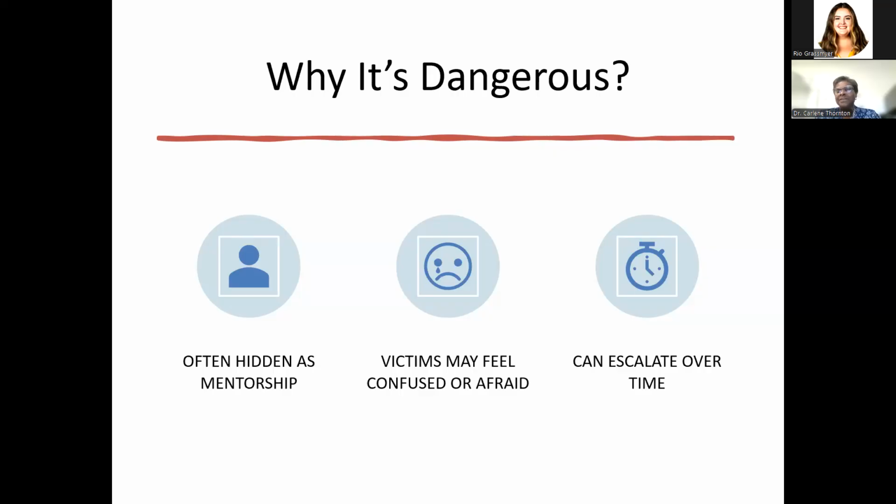But because it's often disguised as mentorship, because the victim is afraid and confused, and because there is a progression and it escalates over time, it may be a week or two or three between the first incident and the second incident. Because that escalation occurs over time, it allows for patterns to go undetected. It allows for the victim to second guess themselves. Well, they did it that time, but it hasn't happened again, so maybe everything's okay. So then the victim lets their guard down and then something else happens.